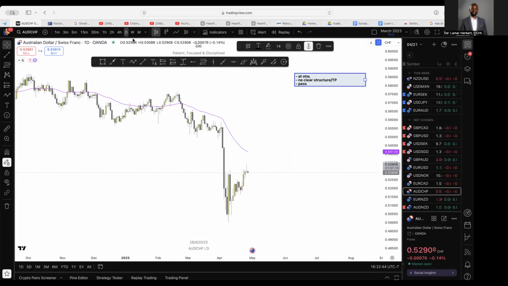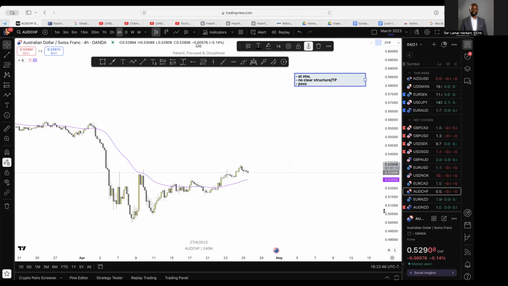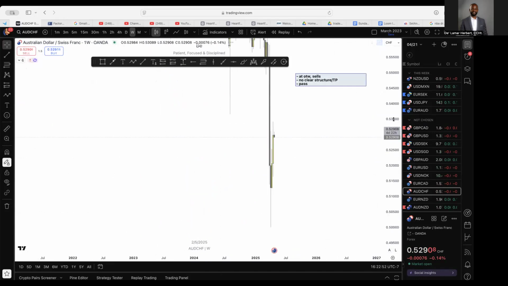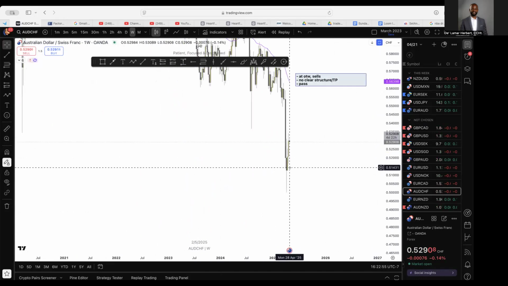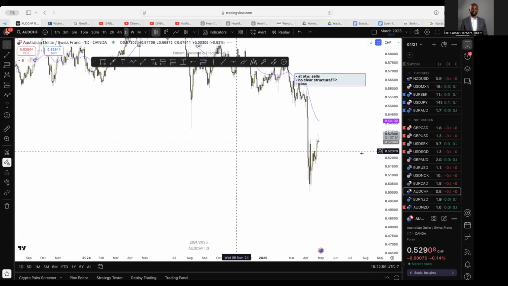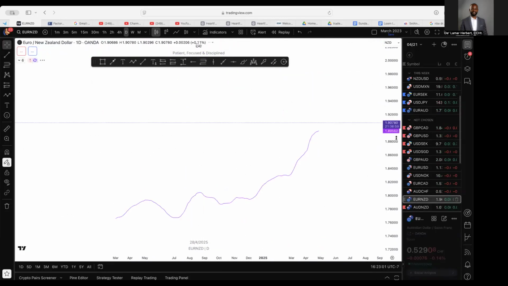Okay, but 4 hour is bullish. We want to see it go bearish, but the reason why I'm not interested in here is because there's really no notable area of interest in here, so no structure. Pass.